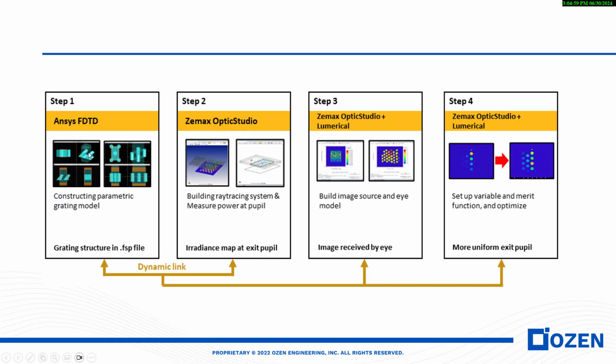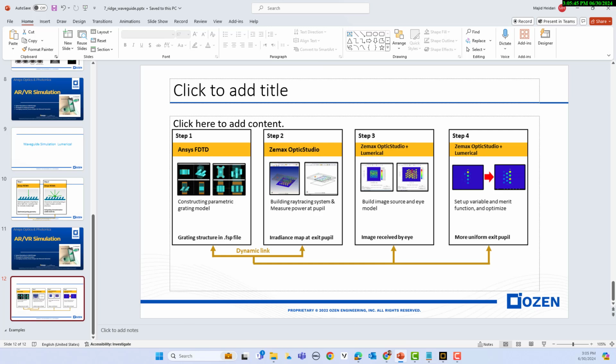So this is the workflow. You see, for the first part, this is a grating structure that we need to design, a 1D and 2D grating, and here is the Zemax. In this section, we will do the ray tracing and measure the power at the pupil. So it's a dynamic workflow between Zemax and Lumerical. I will show you how it works, and then in the next section I will describe how we can optimize the structure. So let's go and see the simulation in the Zemax.